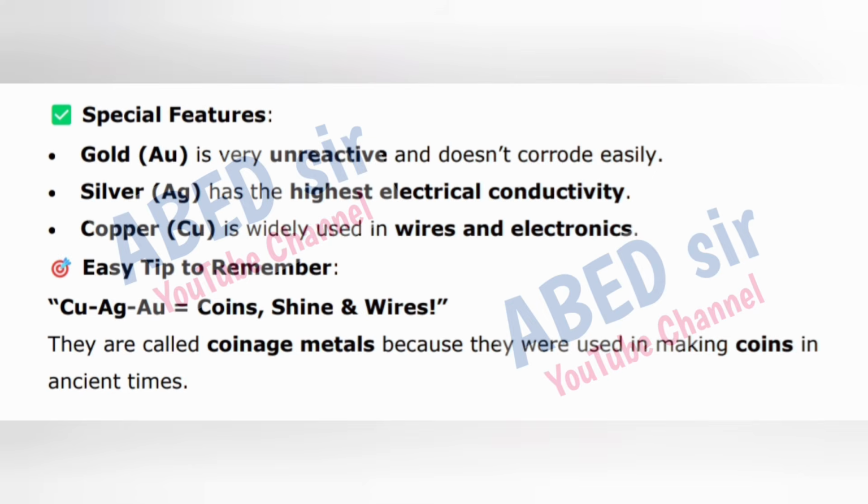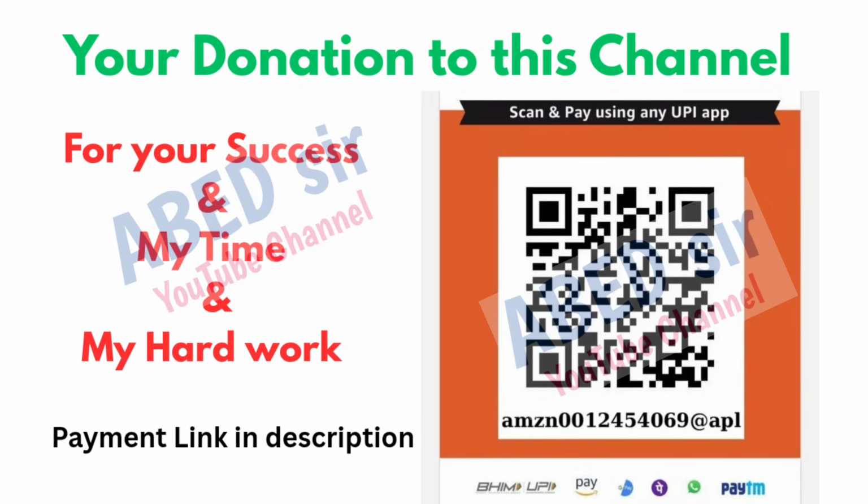Easy tip to remember. CuAgAu equals coins, shine and wires. They are called coinage metals because they were used in making coins in ancient times. Next, Unit 1. Long questions, most important.